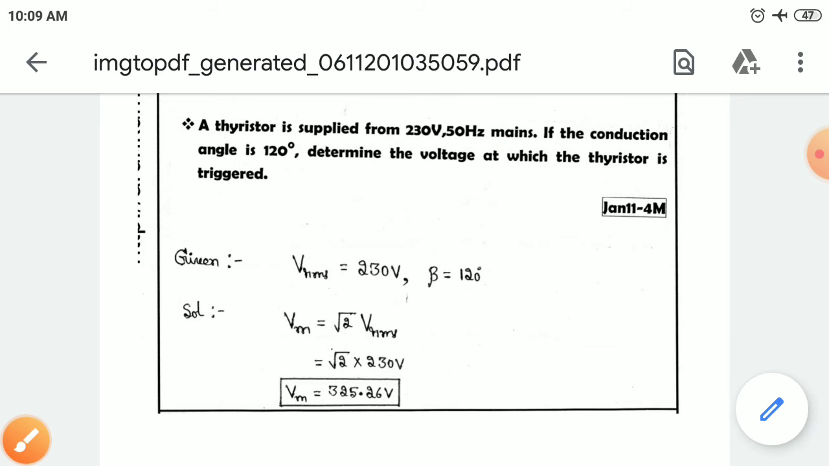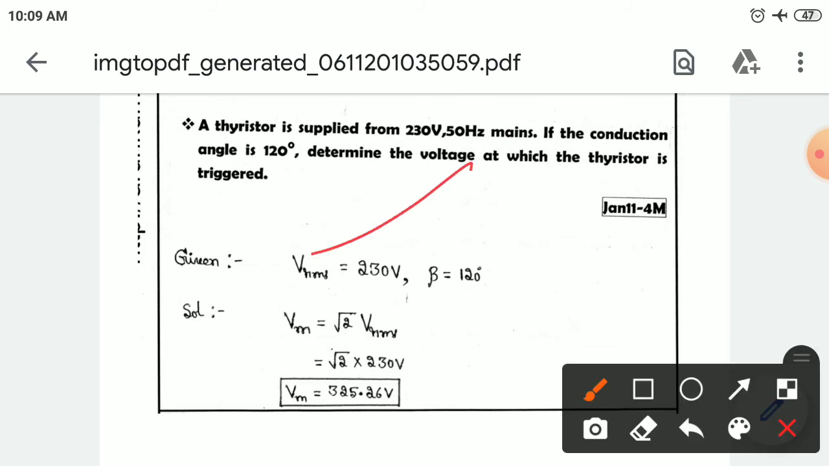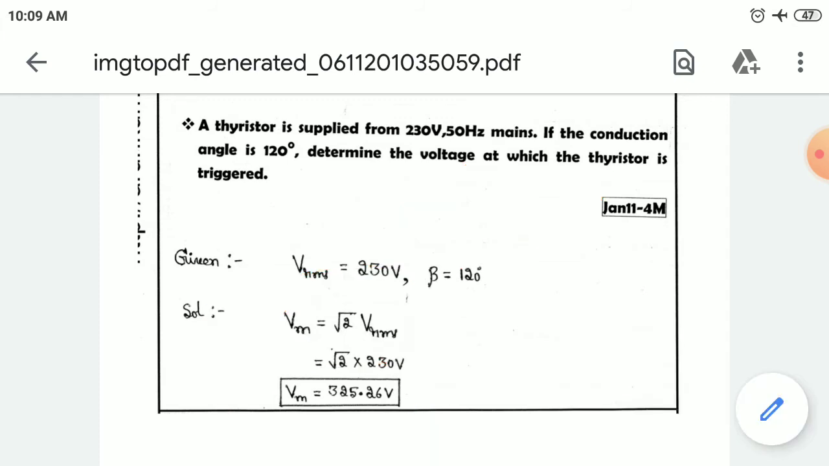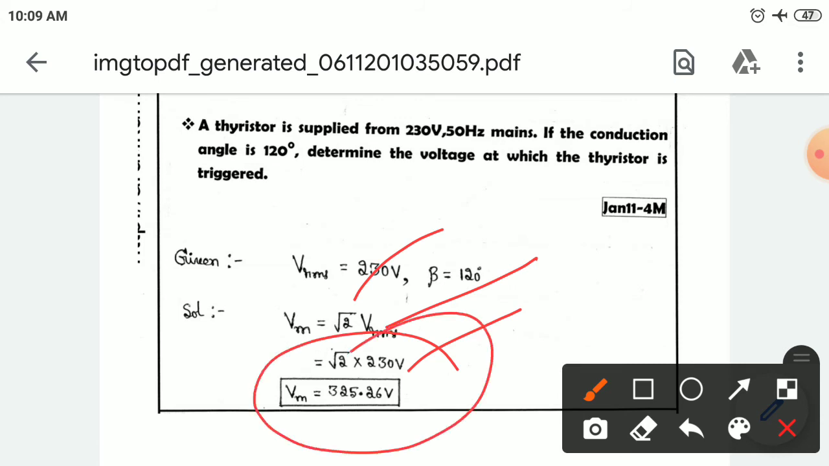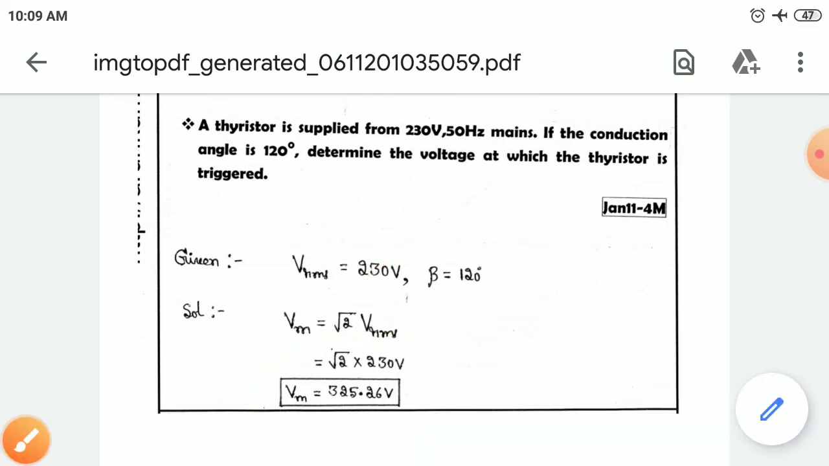So first list out all the parameters given. Vrms is given, then beta is given. We know that Vm is equal to root 2 times Vrms. Just refer to the list of formulas which we have given earlier. So Vm is equal to root 2 into Vrms, they have given 230 volts. So root 2 into 230, you will get 325.26 volts as the Vm value.